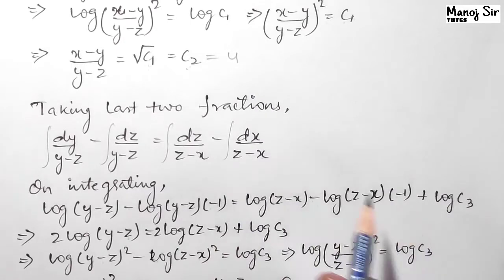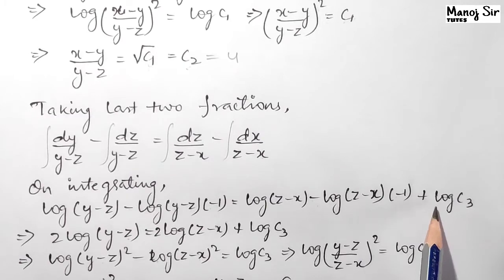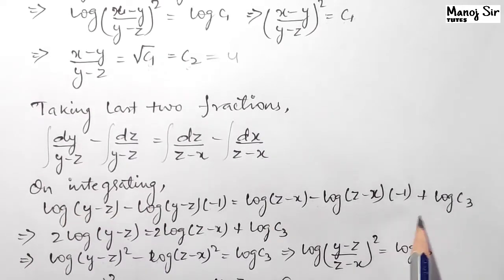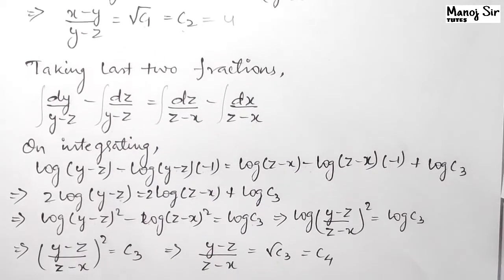Why minus 1? Because here again we are integrating with respect to x and the coefficient of x is minus 1. Here we used c2 as the constant, so here we are taking c3. For this integration we have log c3 as the constant. Negative negative will become positive. Log of y minus z, log of y minus z will be twice log of y minus z. Similarly here it will become twice log of z minus x plus log of c3. Now taking this term to the left hand side, this will become log of y minus z whole square minus log of z minus x whole square equals log of c3.